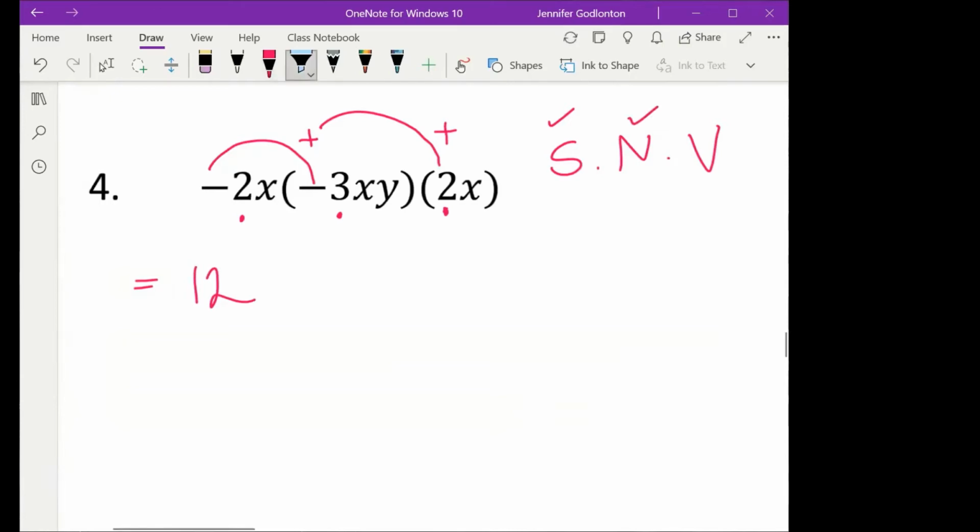Numbers. Now we look at our variables. I've got 1 x, I've got 2 x's, I've got 3 x's. So I've got x cubed. And then I look at my y's, and I've only got 1 y. So I'm going to have 12 x cubed y.